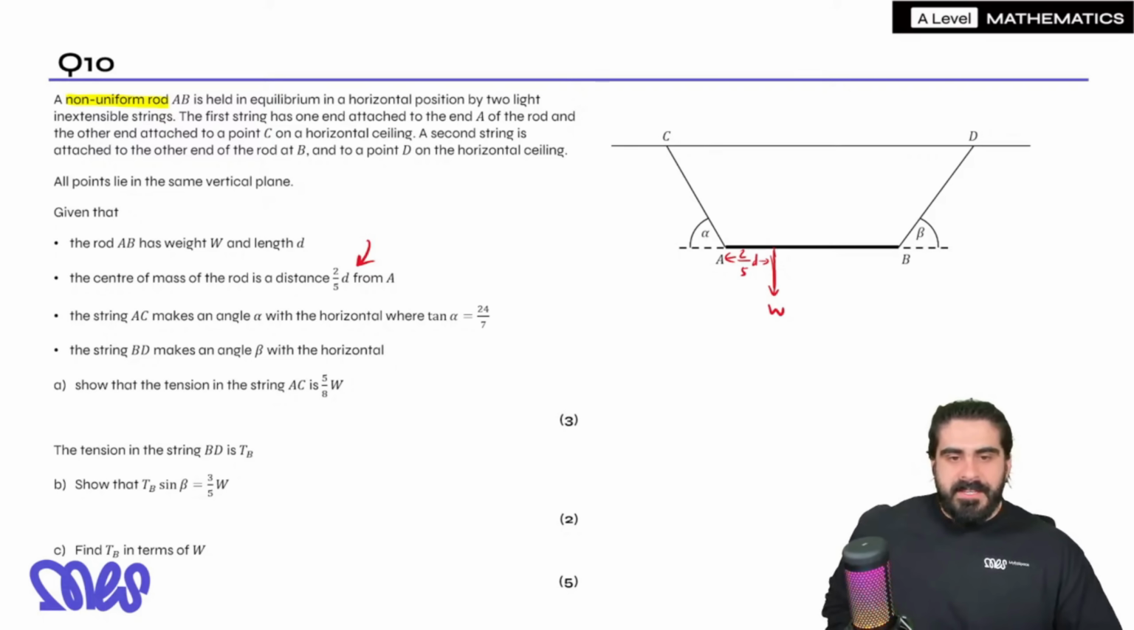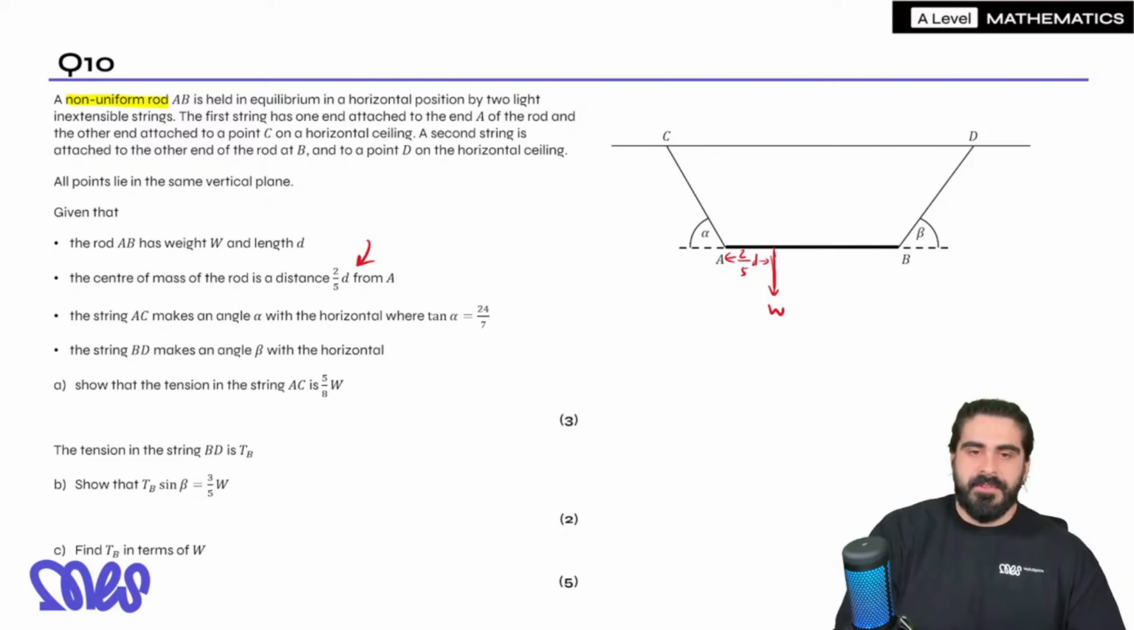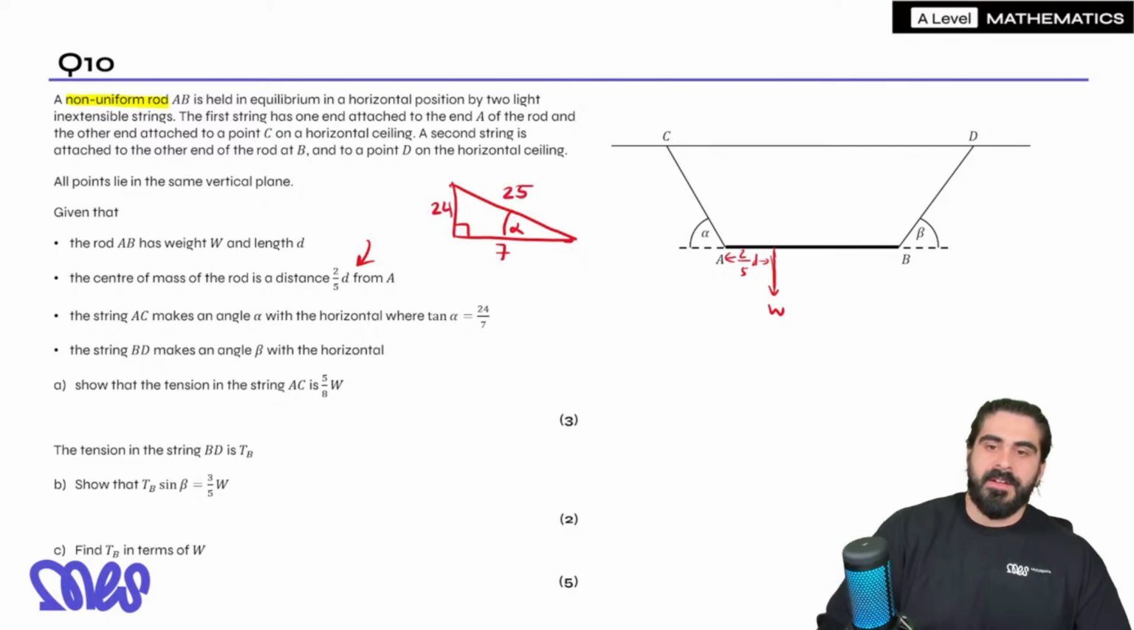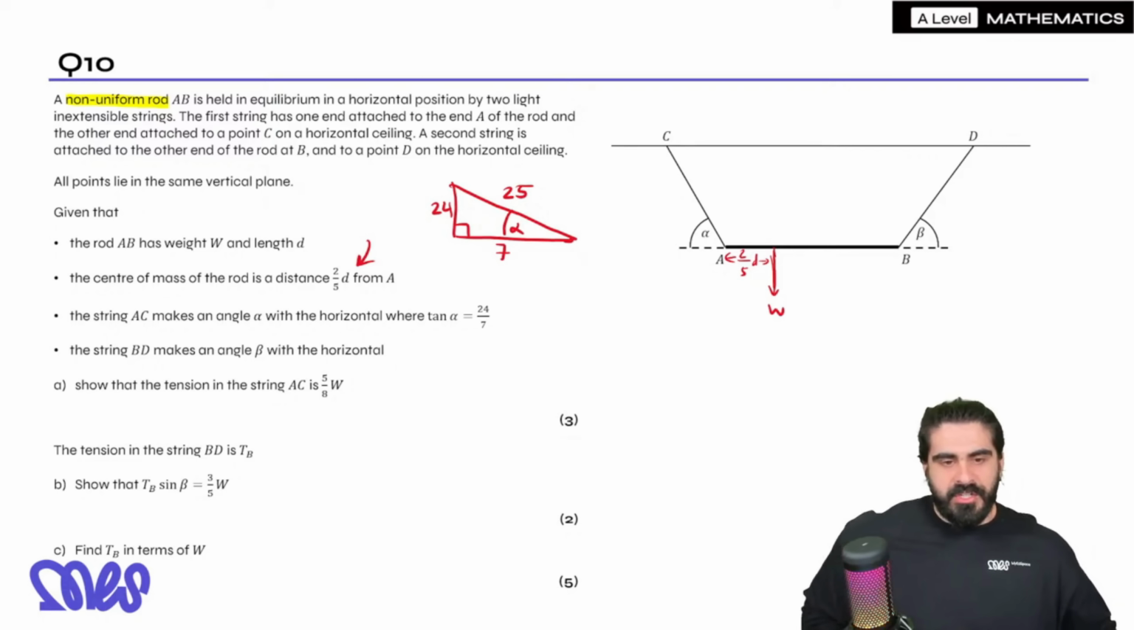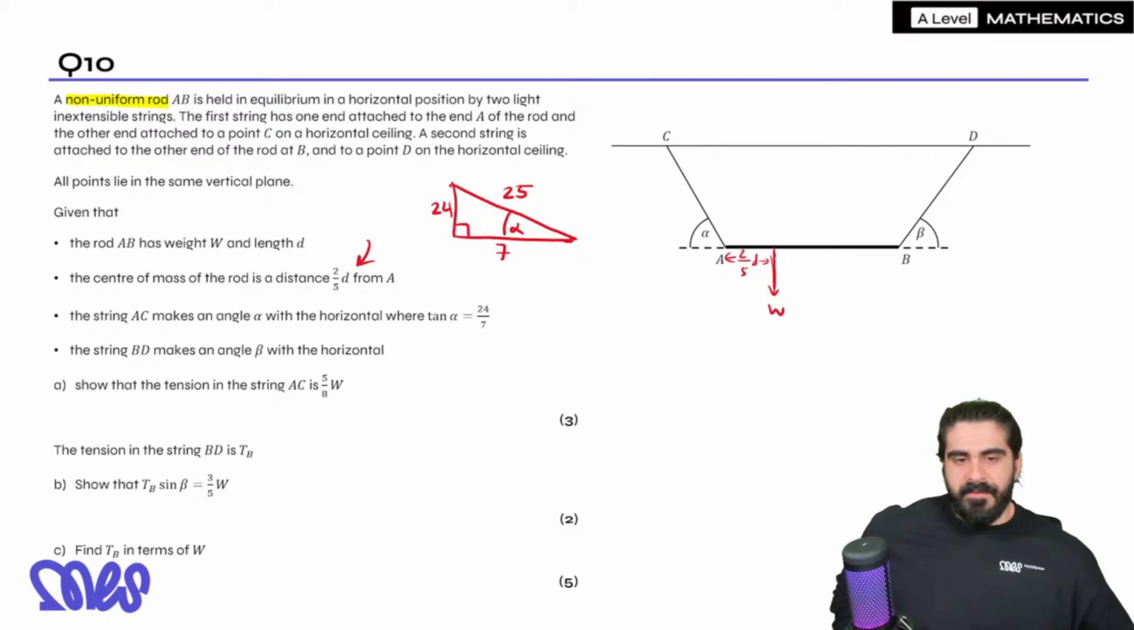The string AC makes an angle alpha. Tan alpha is 24/7. Got a triangle. Opposite 24, adjacent 7. This is the 7, 24, 25 triangle. We have beta. Show the tension in the string AC is 5/8 W.